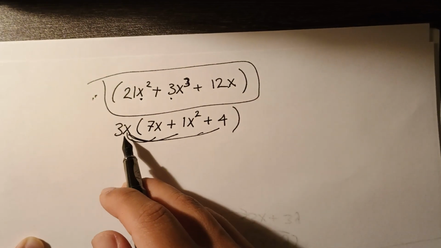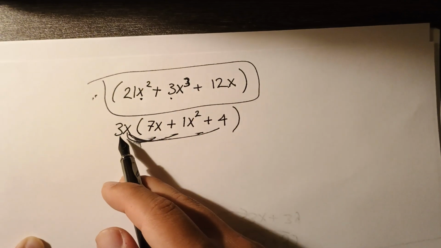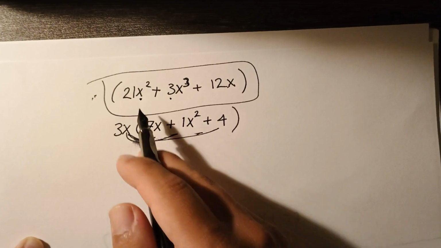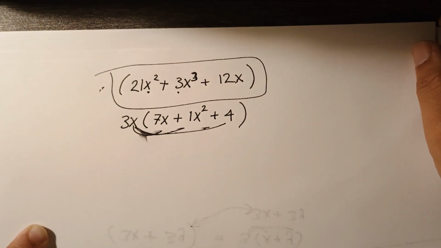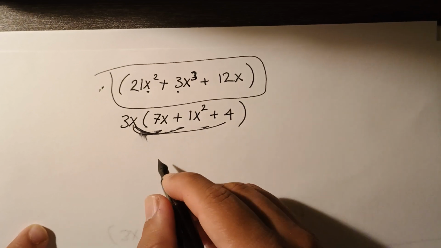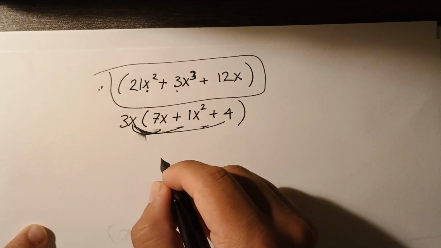So all I took out was something that all of these terms had in common, and that was a 3x, because if I multiplied them, I'd get all this stuff up here. So that's really all factoring is. You can do that with pretty much any number. It doesn't really matter.